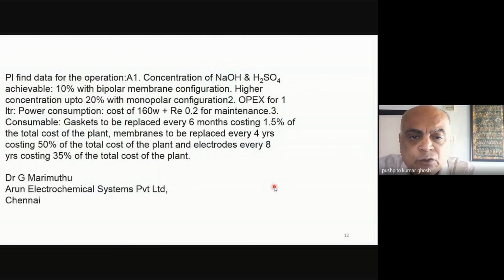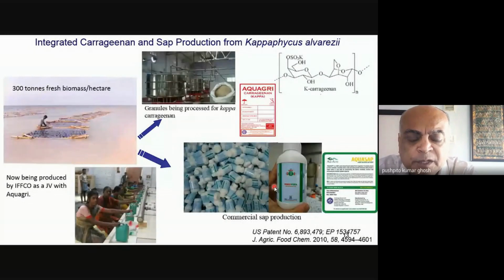Okay, let me take you through another example of a possible future scenario of making sulfuric acid. Now, this is quite interesting. These are seaweeds, and you can grow them in vast amounts in the sea. These are bamboo rafts. You can tie strings, put strands of this germplasm, and just leave it there for maybe 2 months, and you'll get copious amounts of this algae growing.